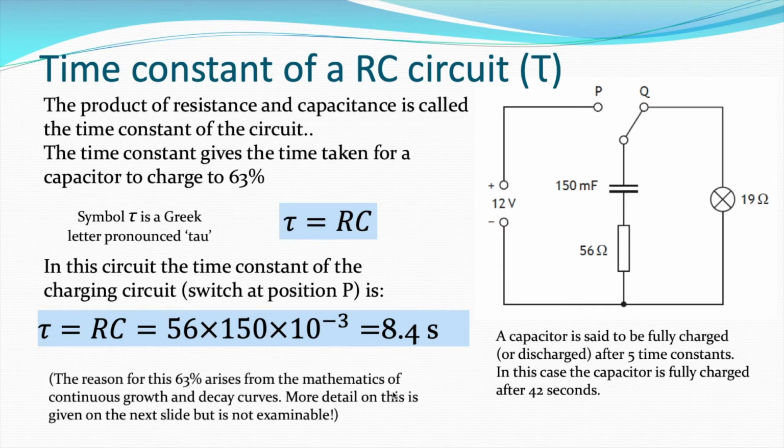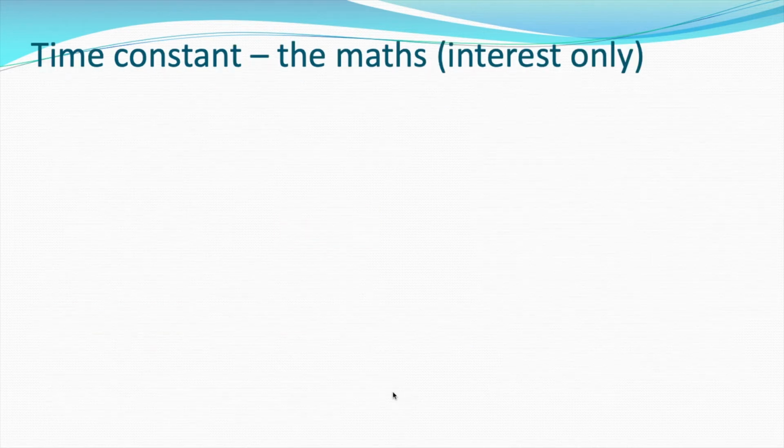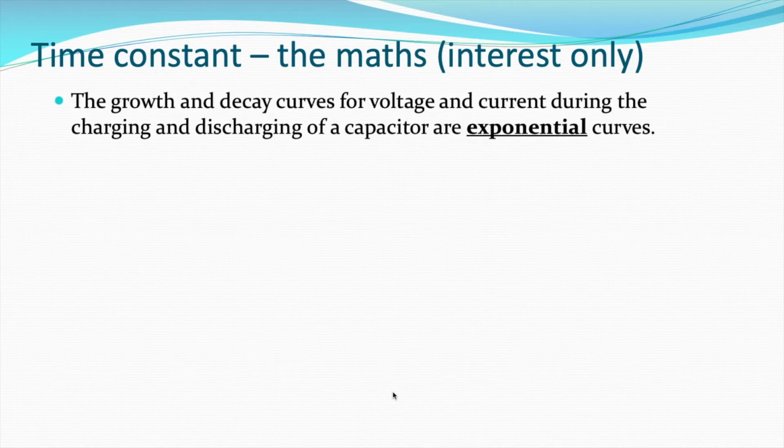Now the reason for the 63% arises from the mathematics of continuous growth and decay curves. More detail of this is given on the next slide, but it's not examinable. If you want to skip past this bit, then feel free, because we're going to be using a bit of maths here that you may or may not have covered. We're going to be using Euler's number. It's the letter e. There's an e button on your calculator. It's a number that's approximately 2.71, and we need that number for continual growth and decay curves.